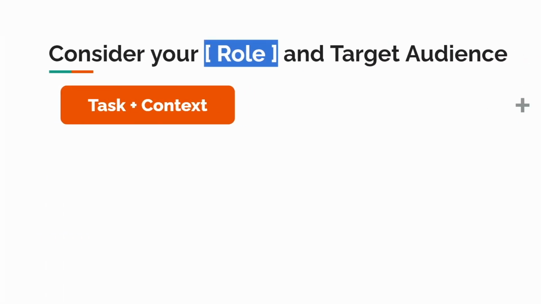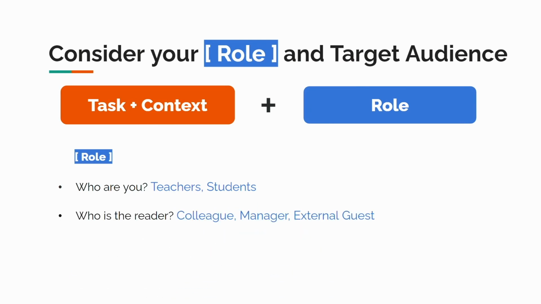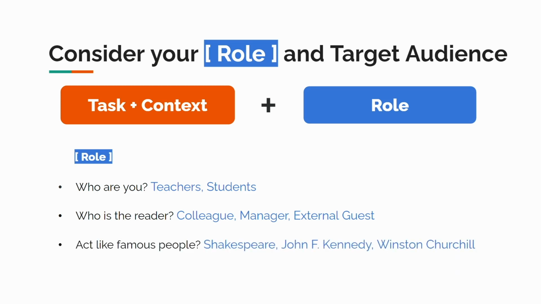The other one is role. Consider your role and the target audience. For example, are you a teacher or a student? Is the audience a colleague, a manager, or an external guest? Including these details in your prompt can give you better results. To get more creative or interesting outcomes, you can also adopt the persona of famous people like Shakespeare, John F.